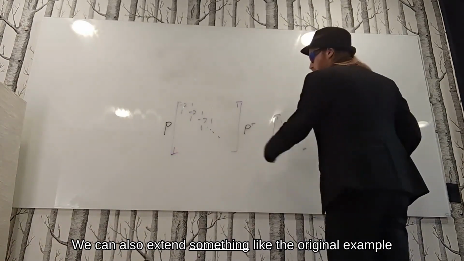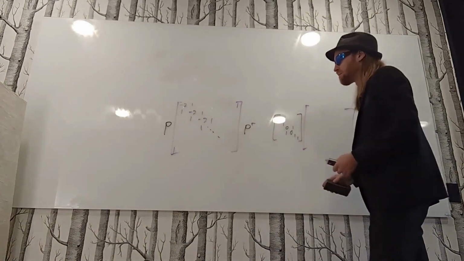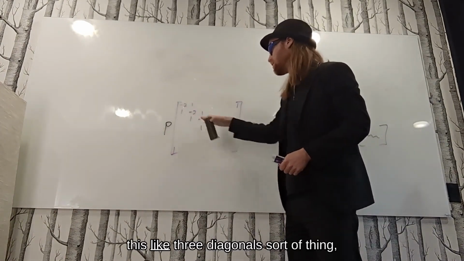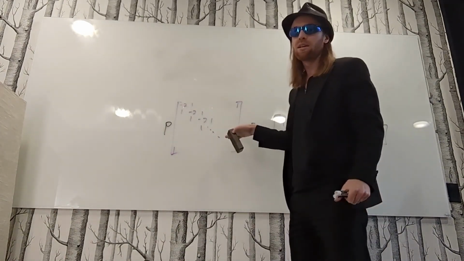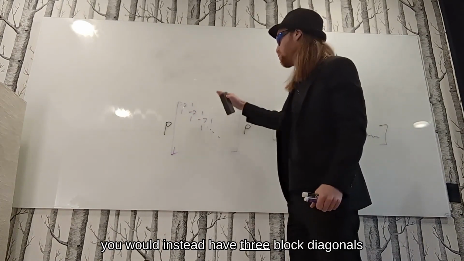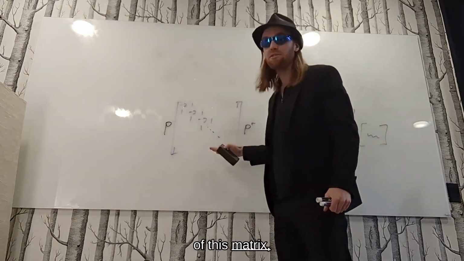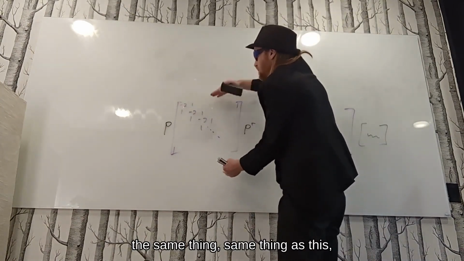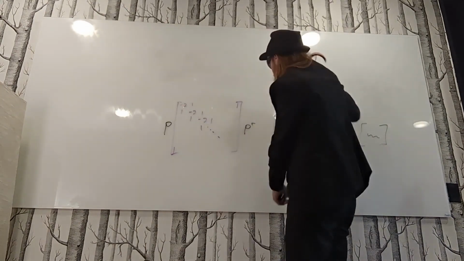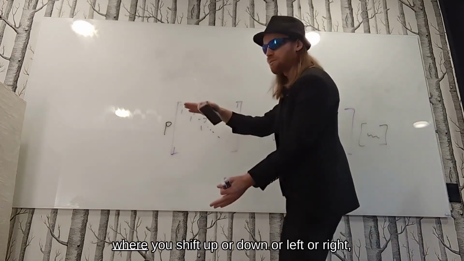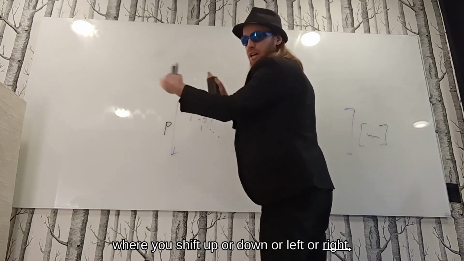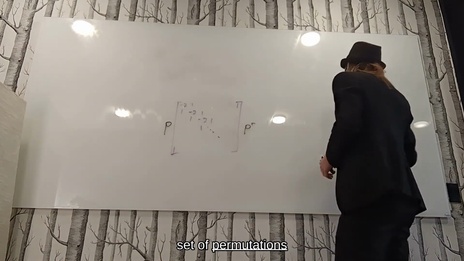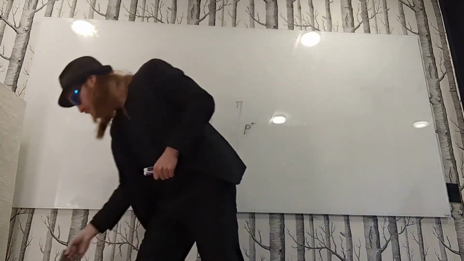We could also extend something like the original example to higher dimensions. So in higher dimensions, instead of just this three diagonals sort of thing, you would instead have three block diagonals of this matrix, and that would correspond to basically doing the same thing as this, but also in another dimension. And then you could have permutations where you shift up or down or left or right, and that would be a whole more complicated set of permutations under which the system would be invariant.